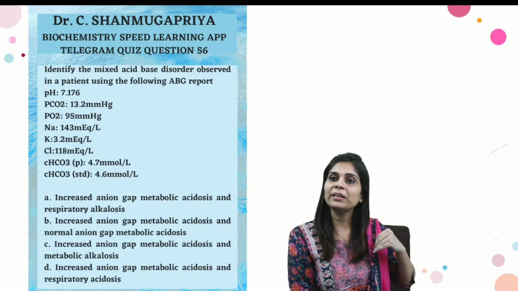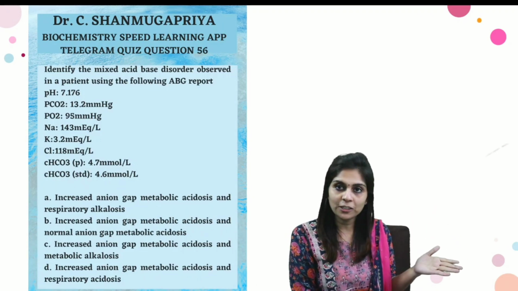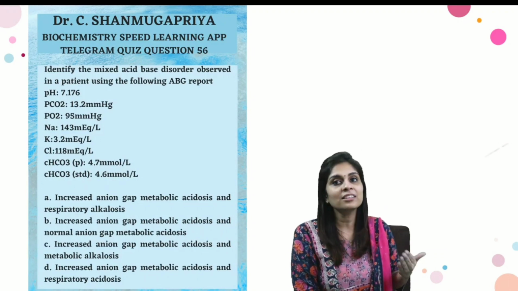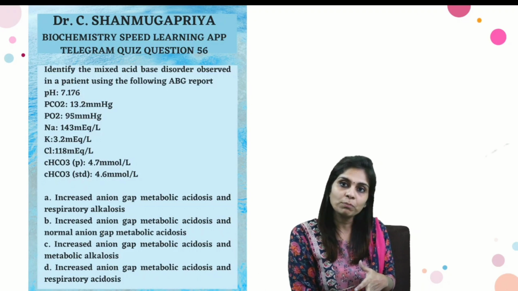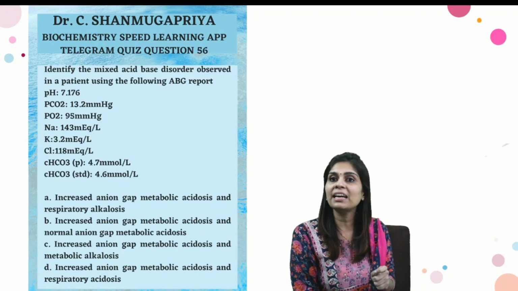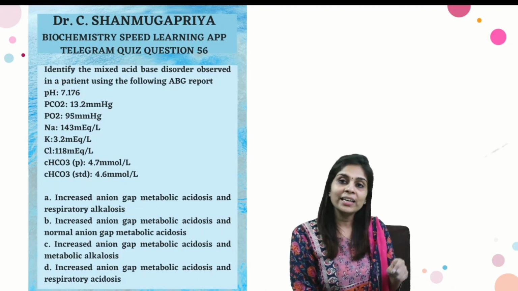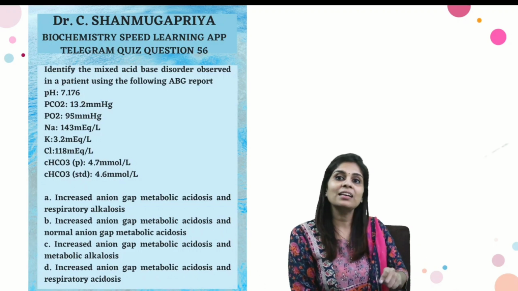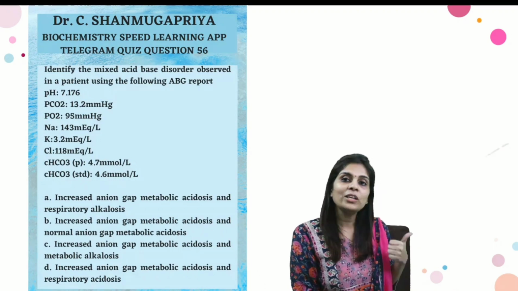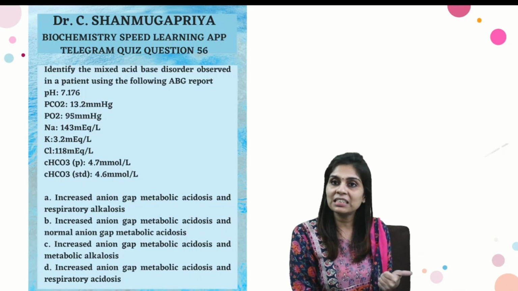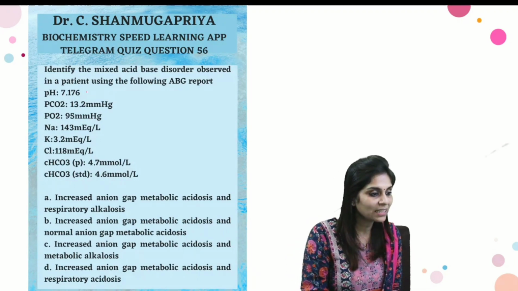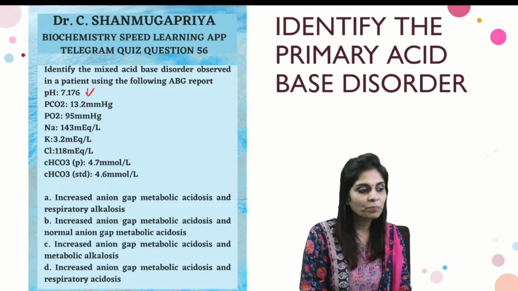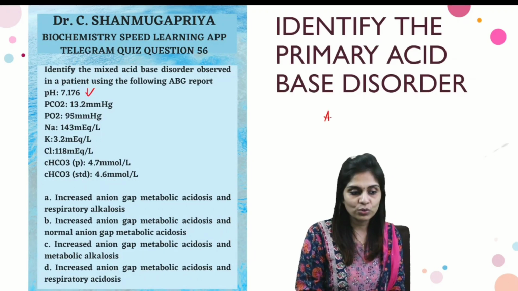And irrespective of the values we find in an ABG report and irrespective of the clinical suspicion we have in our mind, the first step to interpret any ABG report is to identify the primary acid-base disorder. To identify it, I have to look at pH. We know that the normal pH is 7.36 to 7.44. In this case, pH is just 7.176, which is low. So we know it's a case of acidosis.